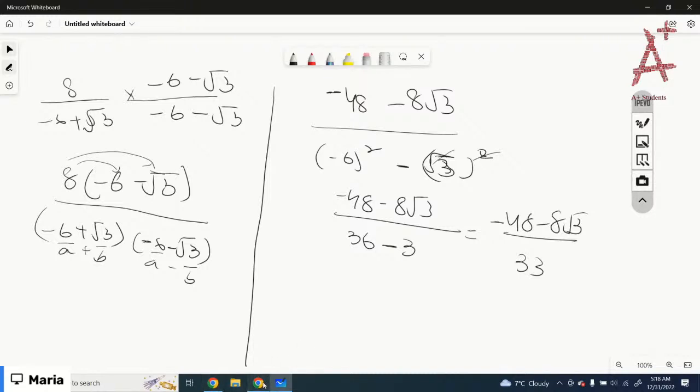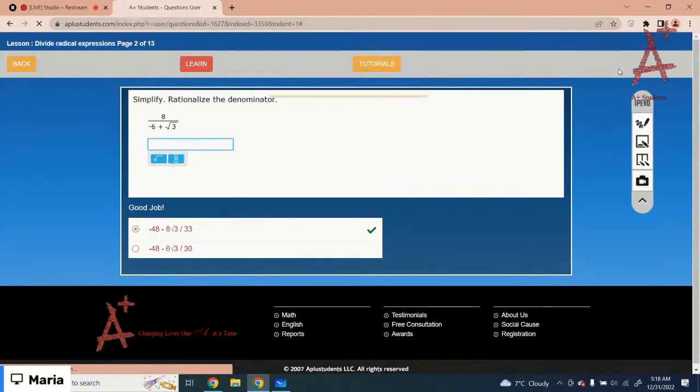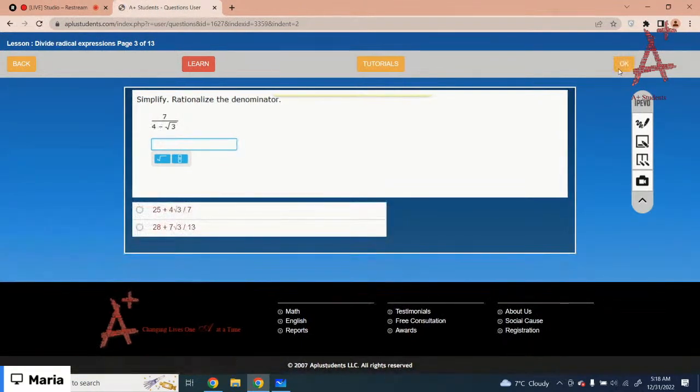So option number 1 is the correct option. Got it? So select the correct option, then click on the OK button.